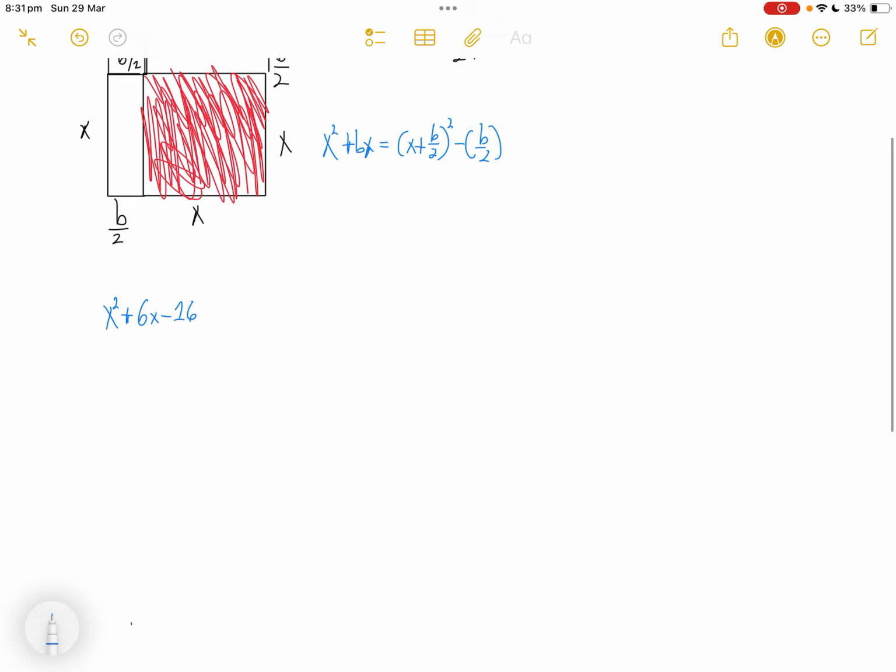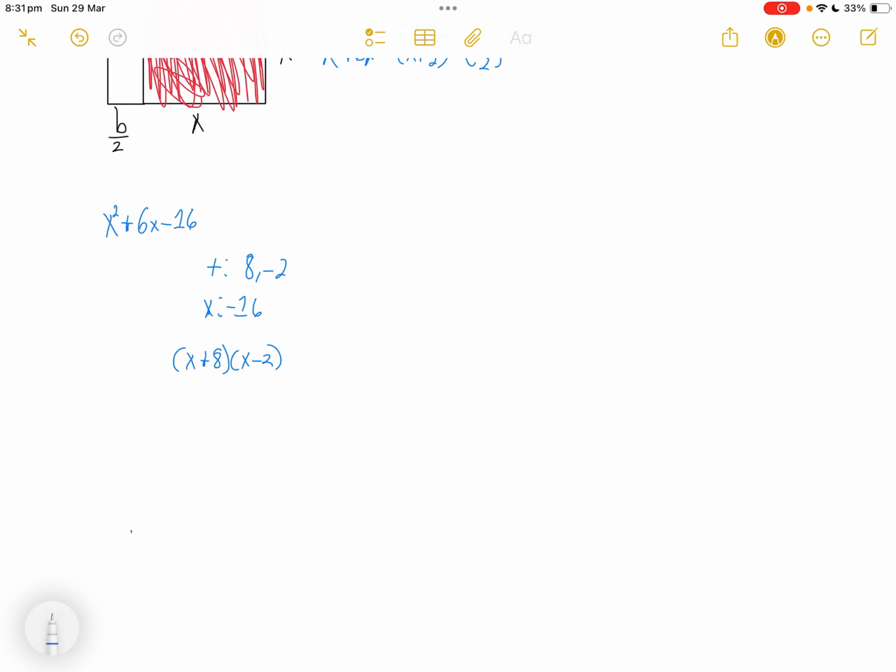So the first thing we're gonna do is do the sum and product method. We're gonna find two numbers that sum up to this number and multiply to negative 16. So I think that's gonna be 8 and negative 2. And this is your final answer right here.